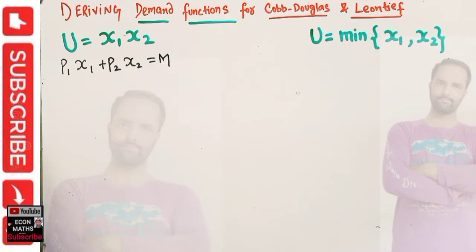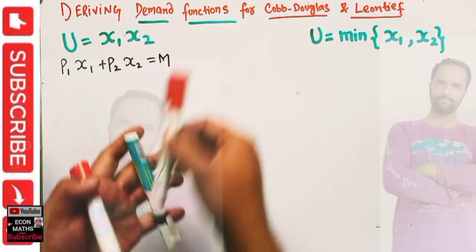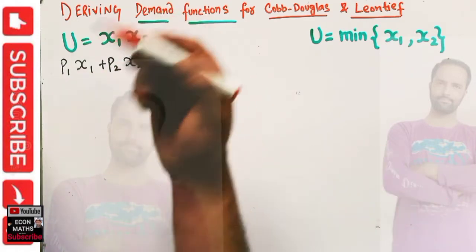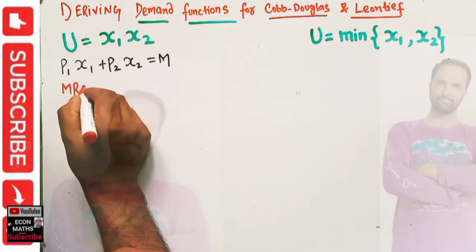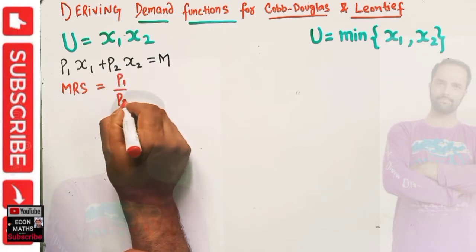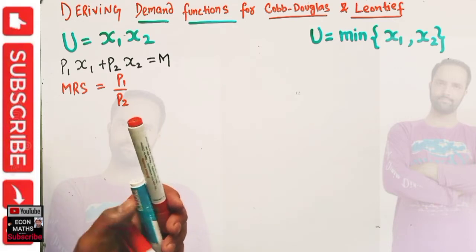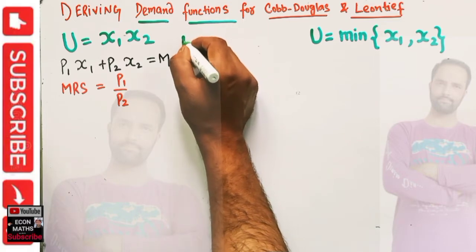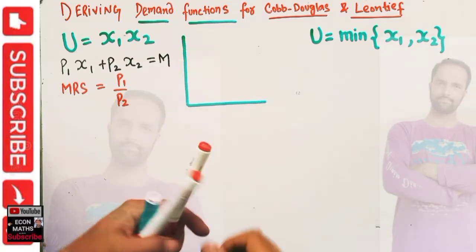Okay, so we want to maximize this utility subject to this budget constraint, and then we will derive the demand functions. First step is, we set the marginal rate of substitution equal to the price ratio, and also we construct the graph here. Let me show it graphically also to make sense of it.